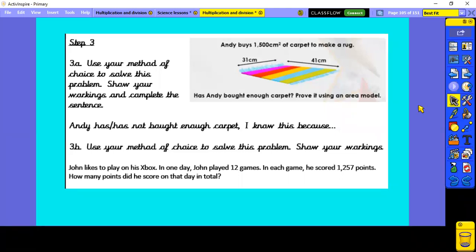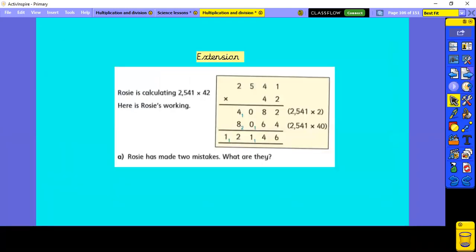Okay, so now we have some similar problems for you to solve for part 3 of the worksheet, step 3. So pause the video and have a go at those in your maths book if you fancy a challenge. And here we have the extension also if you fancy an extra little challenge.